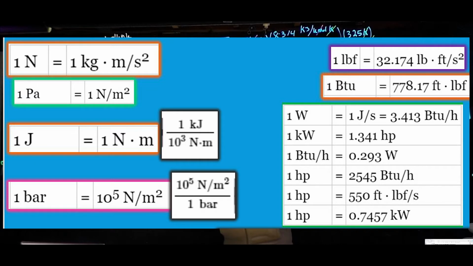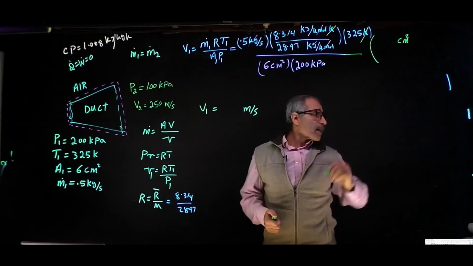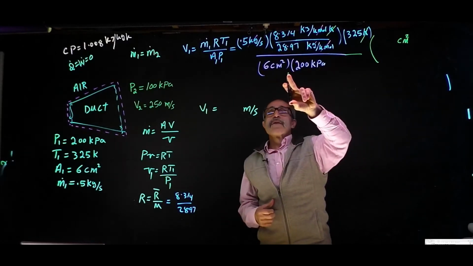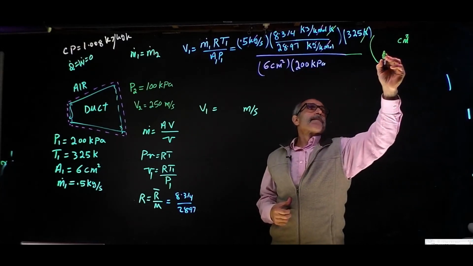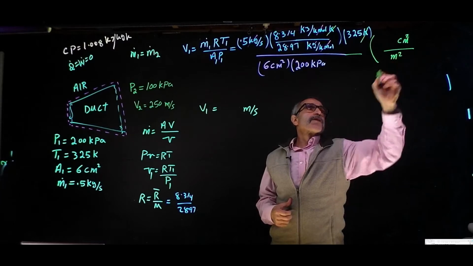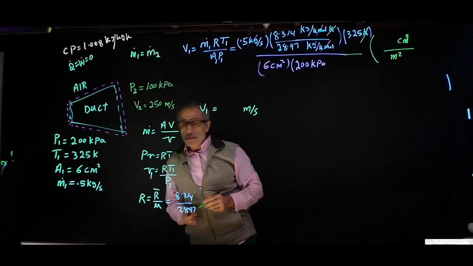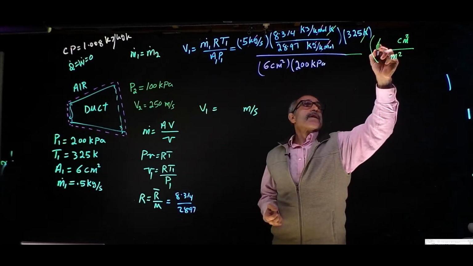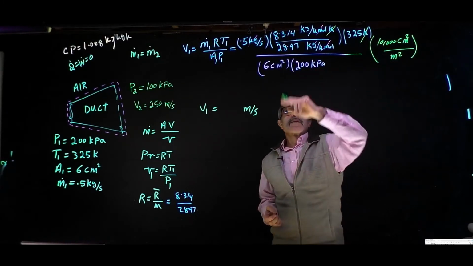We know we don't want centimeters squared. We want meter. So let's convert this. That means we want to have centimeters squared up here, and we would like to have per meter squared. What is that conversion? You can look it up. It's like 10,000, right? It's 10,000 centimeters squared per 1 meter squared. Okay, so that kind of canceled that out. That's good.